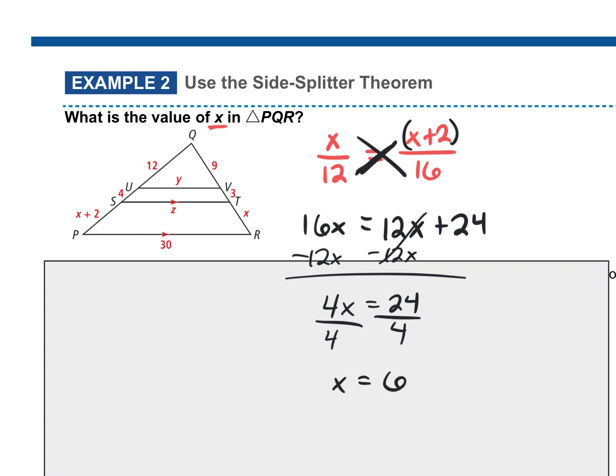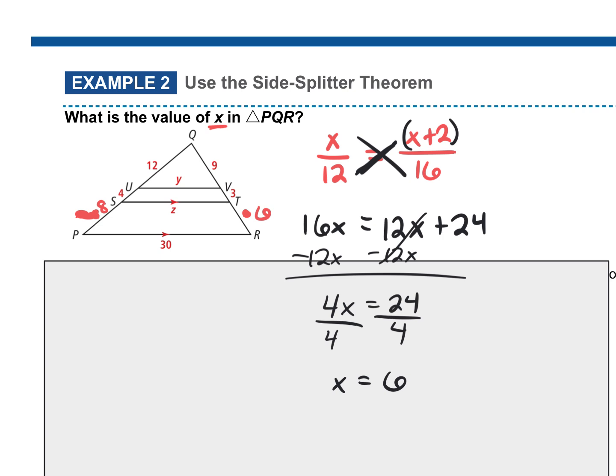I want to use this information now. What does that tell me? Plug it in, right? So this side is 6. What's this side? 8. Yep. So what does your part A say? What does it want you to find? y. Yep, it wants us to find y.